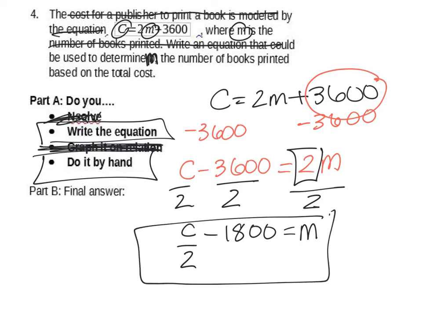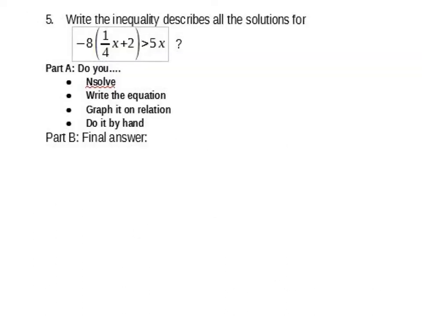Write the inequality that describes all the solutions for negative 8 times (1/4 x plus 2), which is greater than 5x. Okay, can we n-solve this? No. Do we need to write the equation? No. Can we graph it on relation? Let's do it.